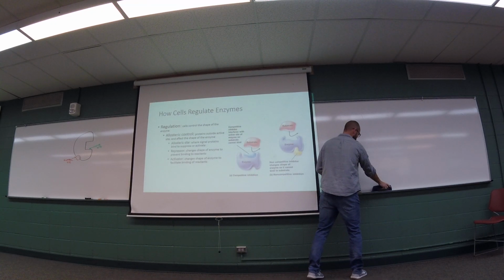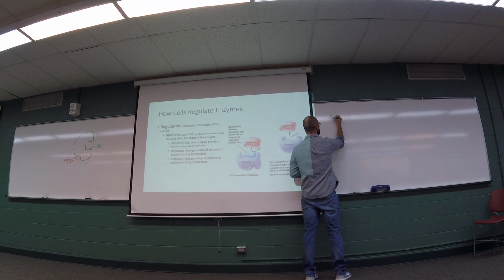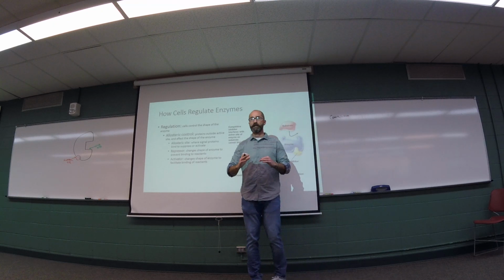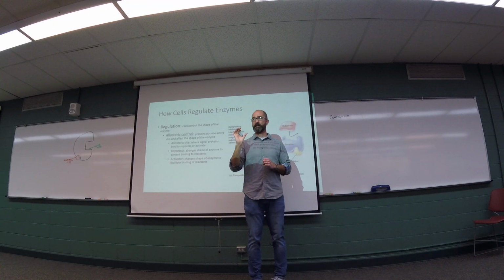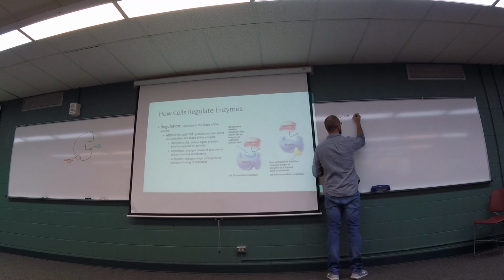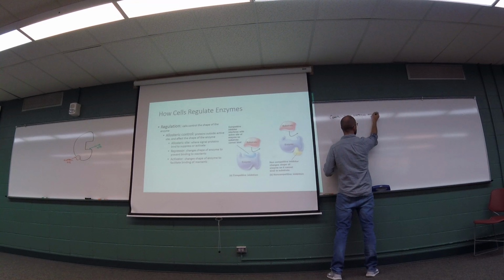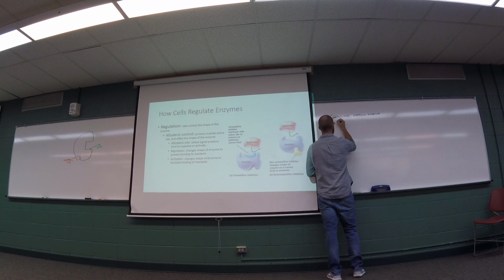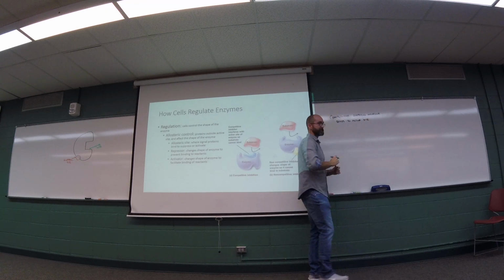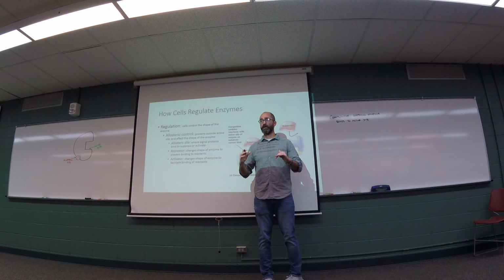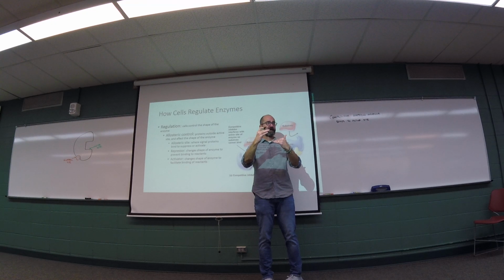There is competitive, and competitive control again means that a molecule is binding to the active site. A competing molecule binds to the active site. With allosteric control, we have a molecule that's affecting the enzyme shape by binding away from the active site.